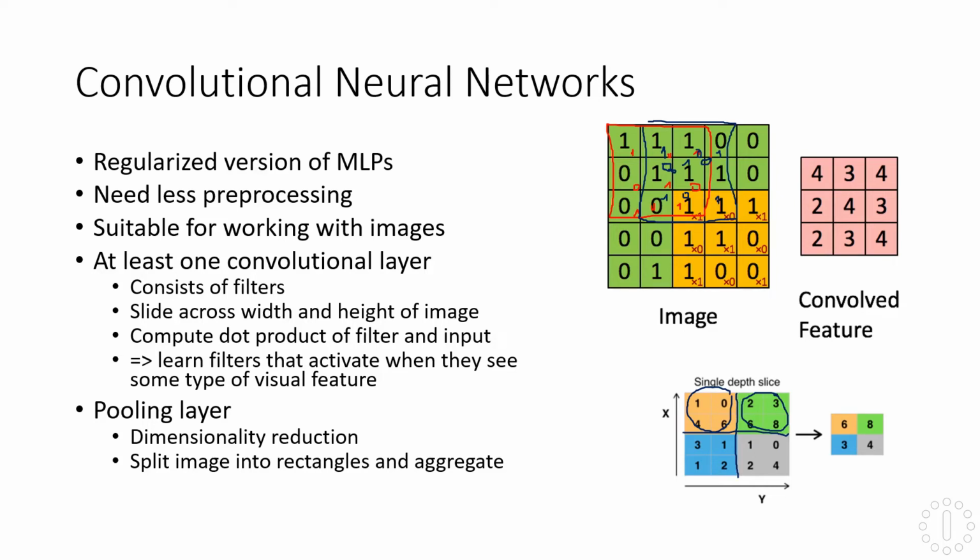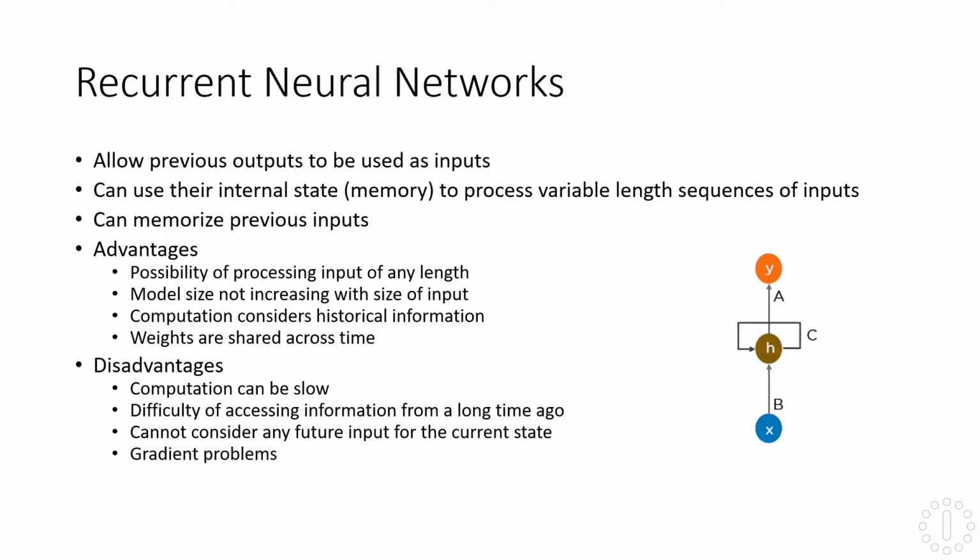But they can also be combined with other types of neural networks that we're going to look at next. This next type of neural networks that we're going to look at are recurrent neural networks. The thing about these recurrent neural networks is that they allow the previous outputs to be used as inputs, so the outputs that we get can be fed back into the inputs that we've had previously.